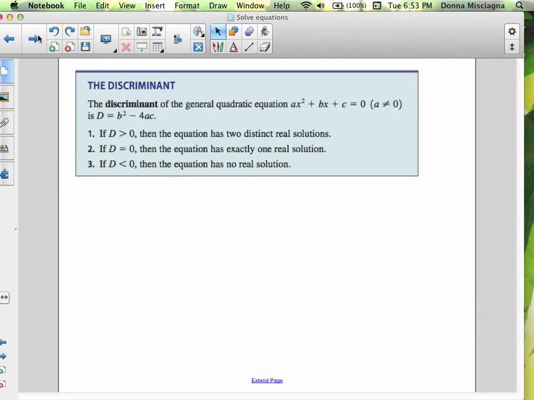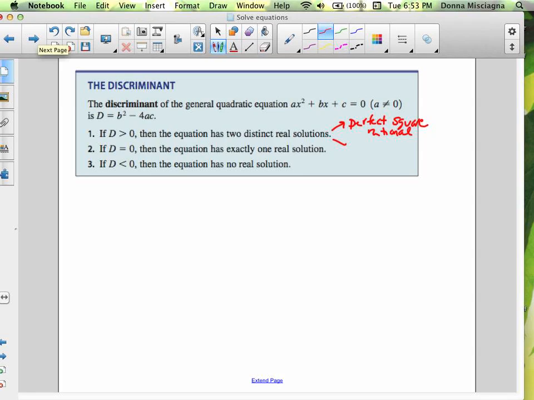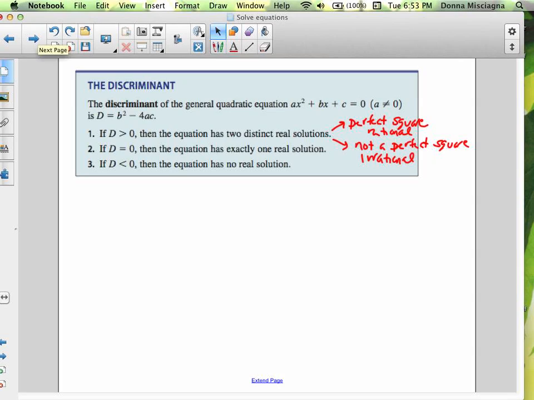So if your discriminant, what's under the radical, is greater than 0, and this is in your notes, then the equation has two distinct real solutions. If it's a perfect square, then your solutions are rational, and you could have factored. If it's not a perfect square, then the solutions are irrational, and you would have had to solve using the quadratic formula or completing the square.